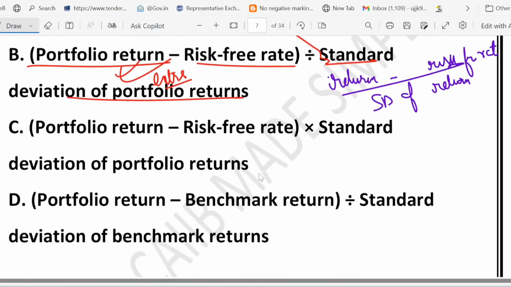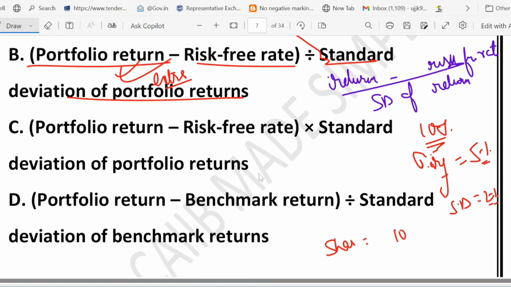So suppose, let me give you one example. Suppose your portfolio gives 10% and suppose the risk-free rate is 5%, and the standard deviation is, suppose, 2%. So what is the Sharpe ratio? 10% is your return. Then you subtract the risk-free rate, which is 5%. 10% minus 5%, and you divide it by the standard deviation, which is 2%. Which is equal to 2.5. So which means 2.5 units of return per unit of risk.